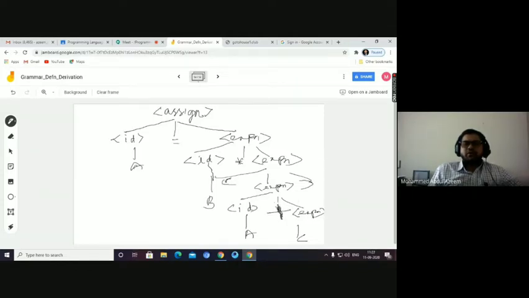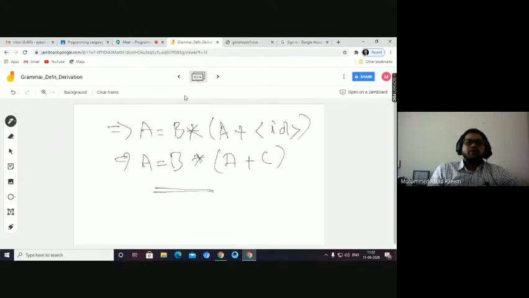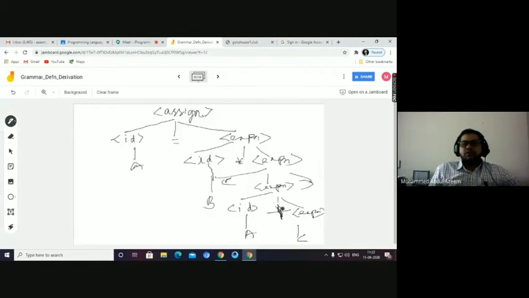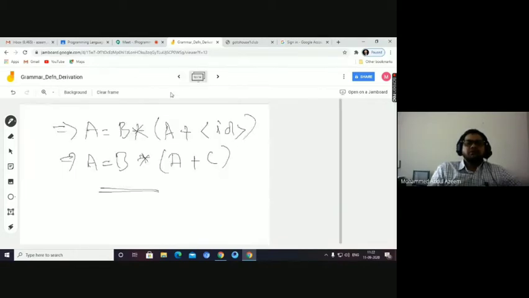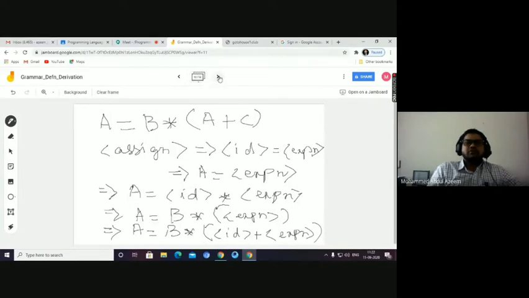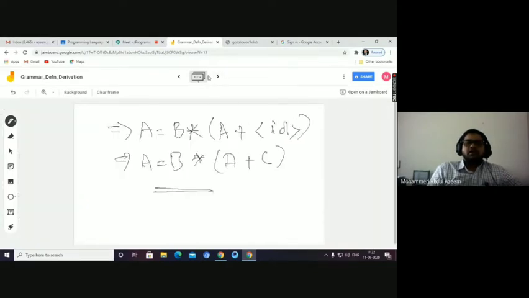Then this expression is now further derived to be ID plus expression, because here you can see in the derivation, this expression enclosed in parentheses derived to be ID plus expression. The same statement here in order. Expression derives to be ID plus expression. Now ID is further derived to be A. This ID is derived to be A here, you can see.